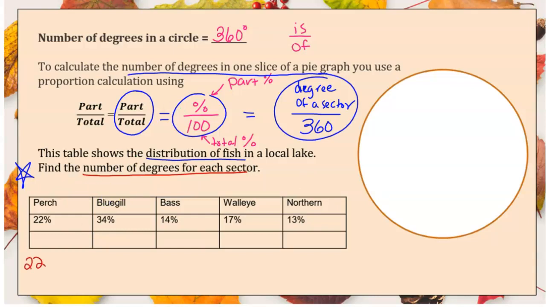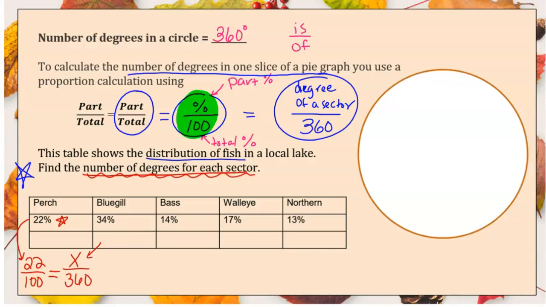I know that 22% of our fish in the lake are perch, and if I knew my total fish in the lake, I could figure out how many perch were in there. But I'm not looking for that, and I don't have the total fish, and I don't have the total perch. And I need to find the number of degrees for each sector. Well, 22% is 22 of 100. That is a part to total idea. And I need to find the number of degrees that this 22% takes up of the circle. And I know that part out of 360 will give me the degree of that sector.